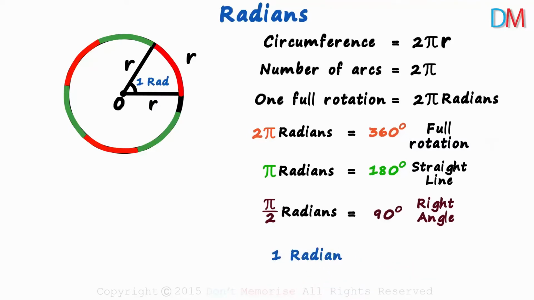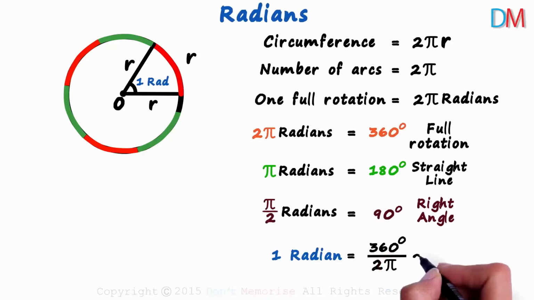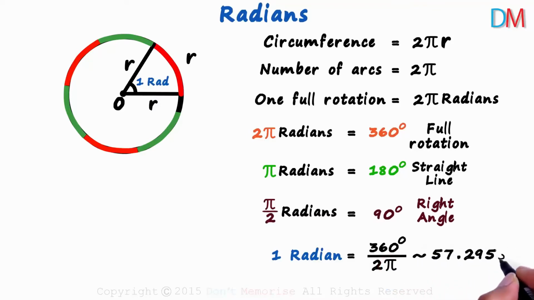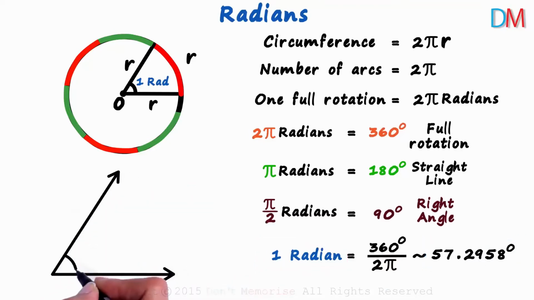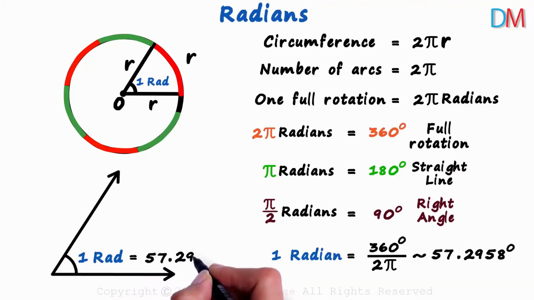If we divide the first equation by 2 pi, we get 1 radian as 360 over 2 pi degrees. Substituting the value of pi as 3.14, we get the approximate value of 1 radian as 57.2958 degrees. That's the degree measure of 1 radian. If we have an angle like this, which measures 1 radian, it will equal 57.2958 degrees.